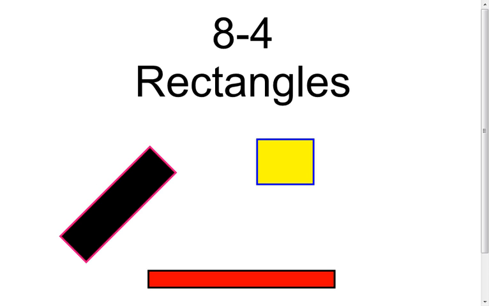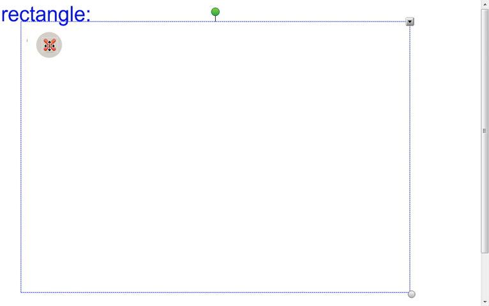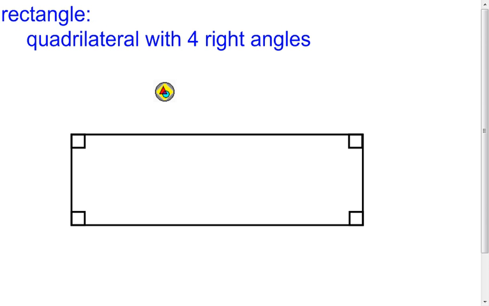I'm going to talk about rectangles in this one, and we need to first figure out what a rectangle actually is. It's a quadrilateral because it has 4 sides and it has 4 right angles. There's your basic definition for a rectangle.